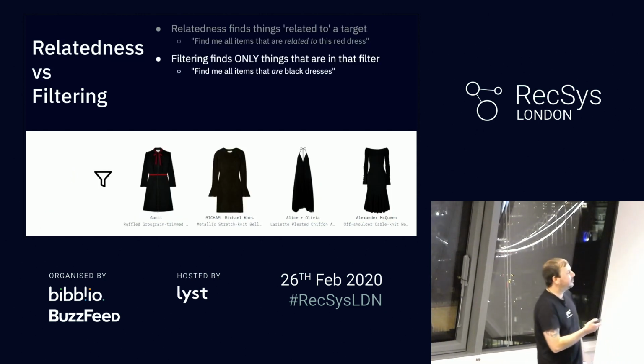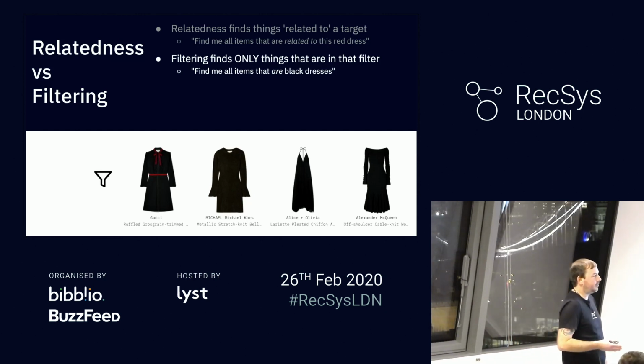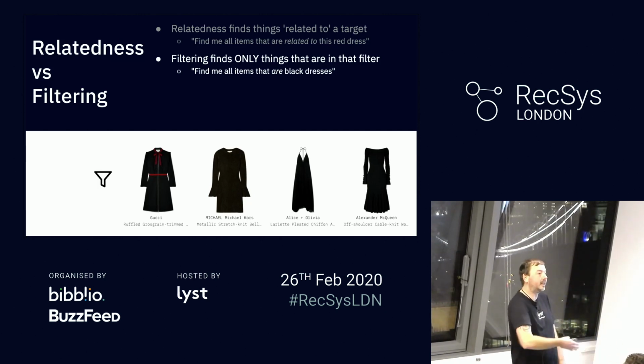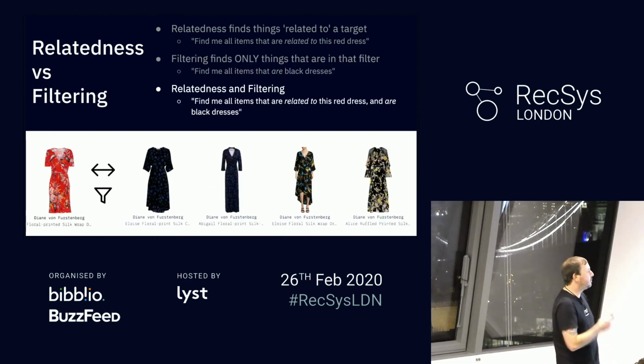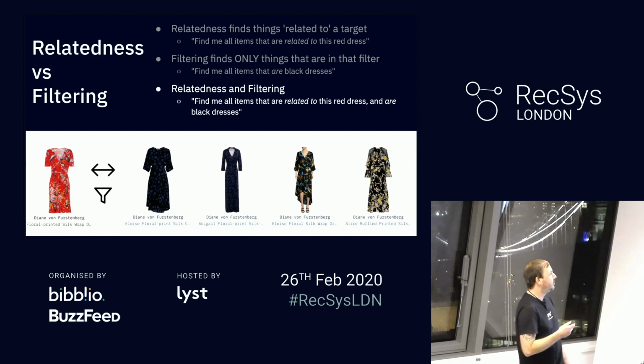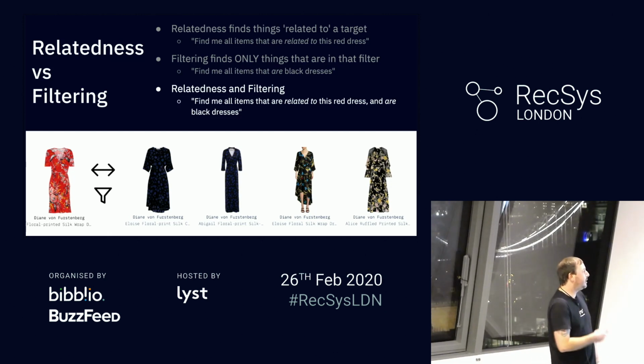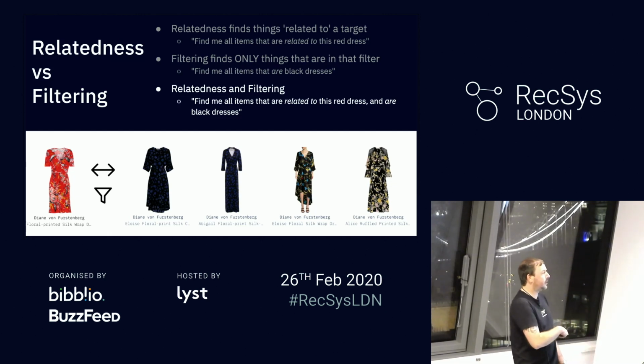The second thing is filtering. Filtering finds only things that are in that filter. So you can say, just find me every item that is black dress on the site, right? And this is an absolute thing. If you're in that filter, you have to be a black dress. We can't let things slide in that aren't black dresses. We can't just find things that look like black dresses. It has to be a black dress. And then the interesting thing is when you put these together, because you can say things like, find me all the items that are related to this red dress, but that are black dresses.